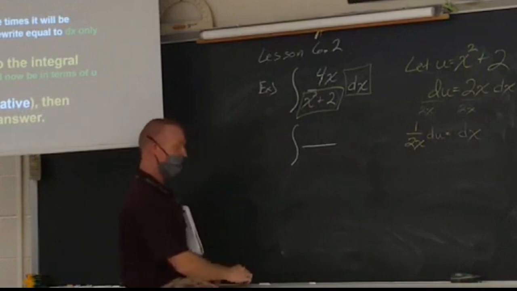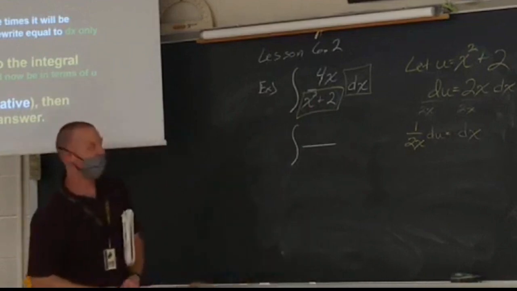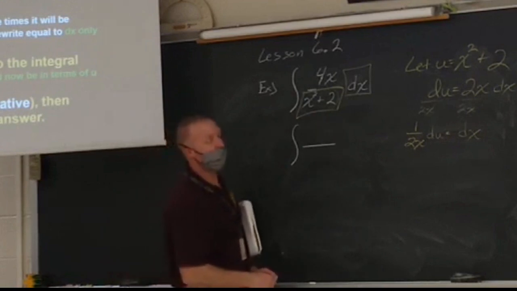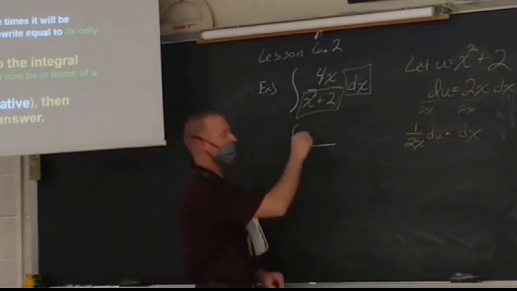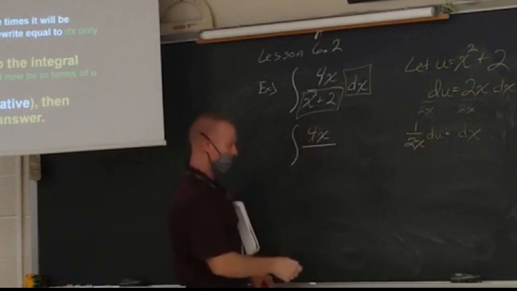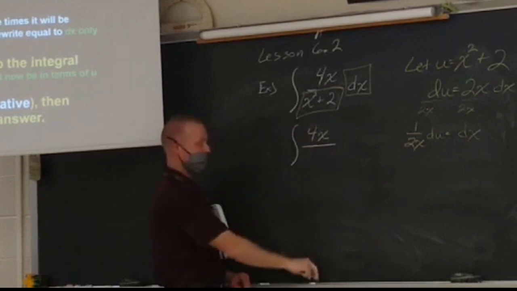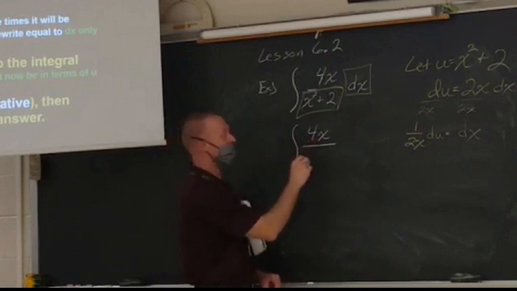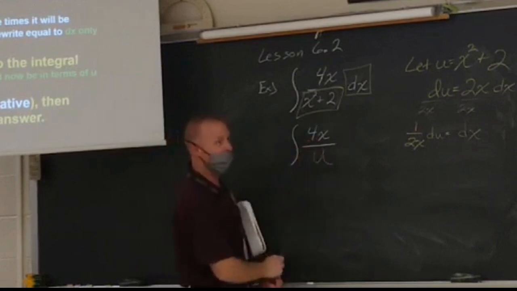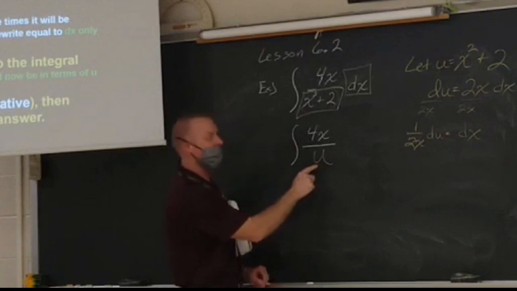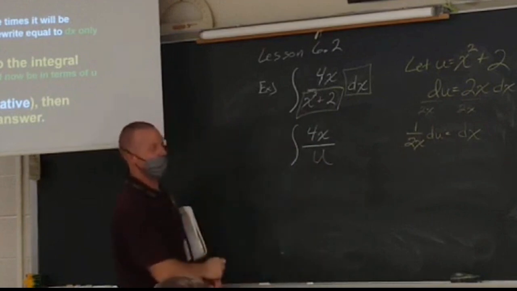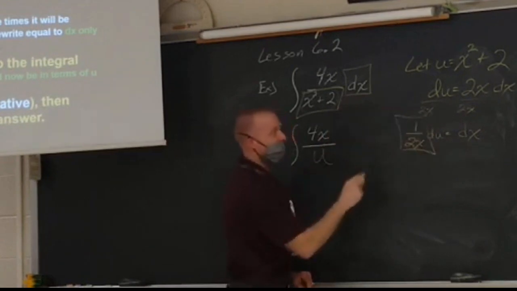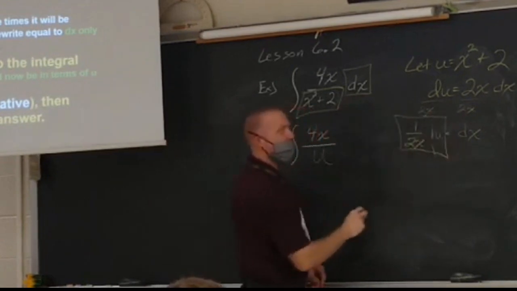You should feel like these 2 yellow boxes are being substituted. You really don't have to think too much right now. You can just follow the process. Now, that means that this 4x, nothing changes, but it does mean that the bottom becomes just u. I know it seems kind of strange, but yep, it's just u. This dx becomes this 1 over 2x du.